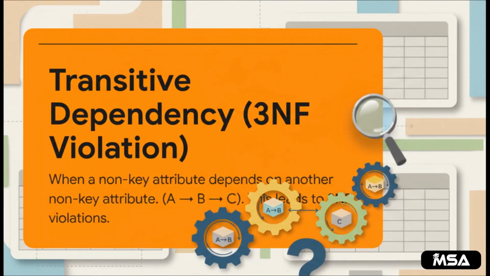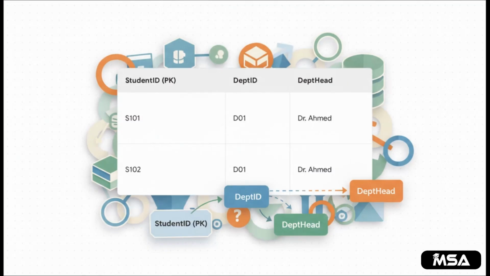And then we have this sneaky little problem called transitive dependency. This is like a chain reaction. It's when a non-key attribute doesn't depend on the primary key directly, but depends on another non-key attribute. So you get this chain. A determines B and B determines C. This is a classic violation of the third normal form and makes updating data a real nightmare. In this example, the head of the department, dept head, is determined by the department ID, DPTID, and the DPTID is determined by the student ID. See that indirect path? The dept head has no direct relationship with the student ID. This is a transitive dependency, and we've got to fix it.